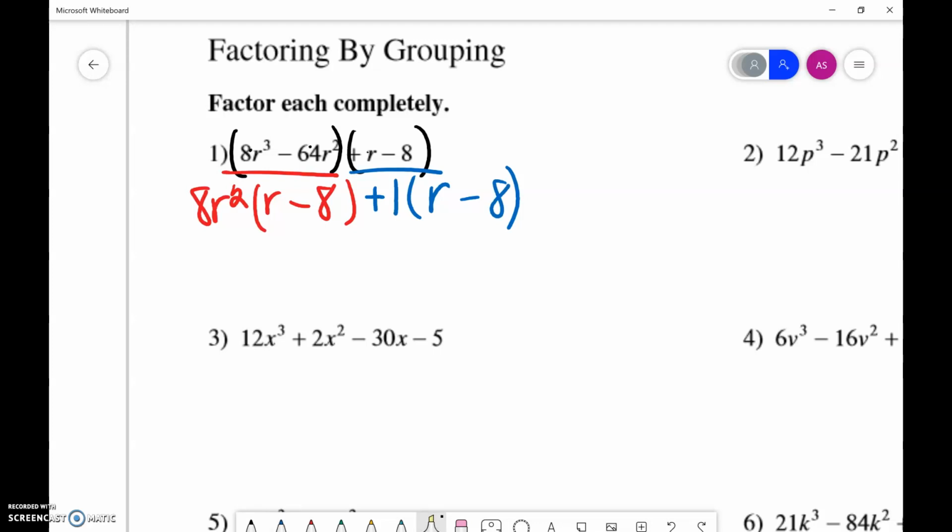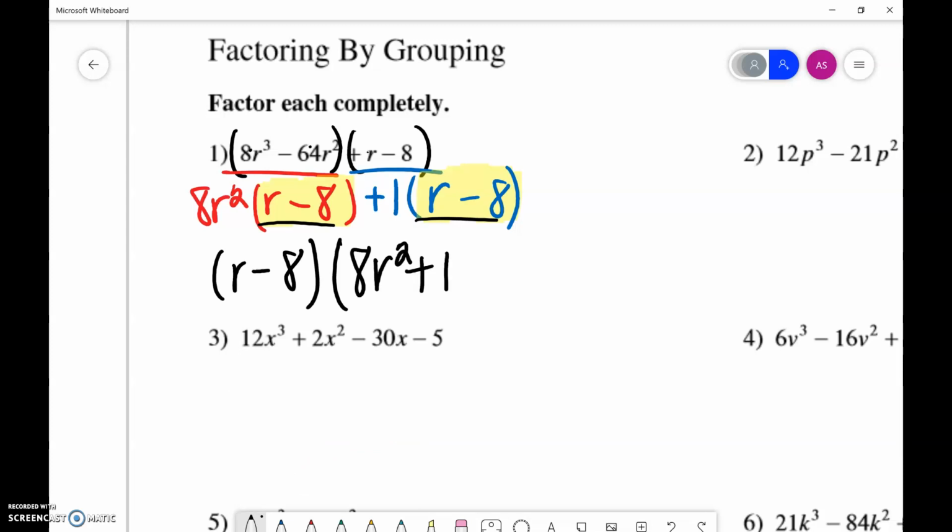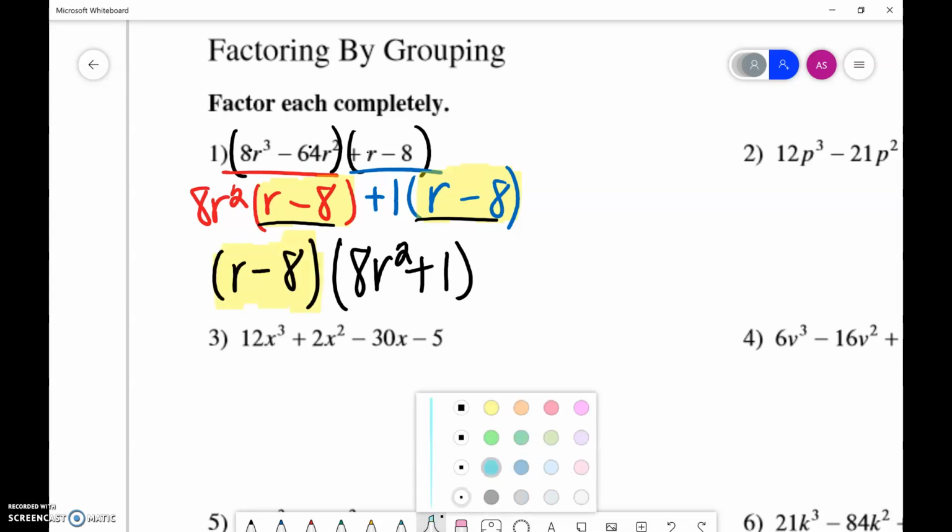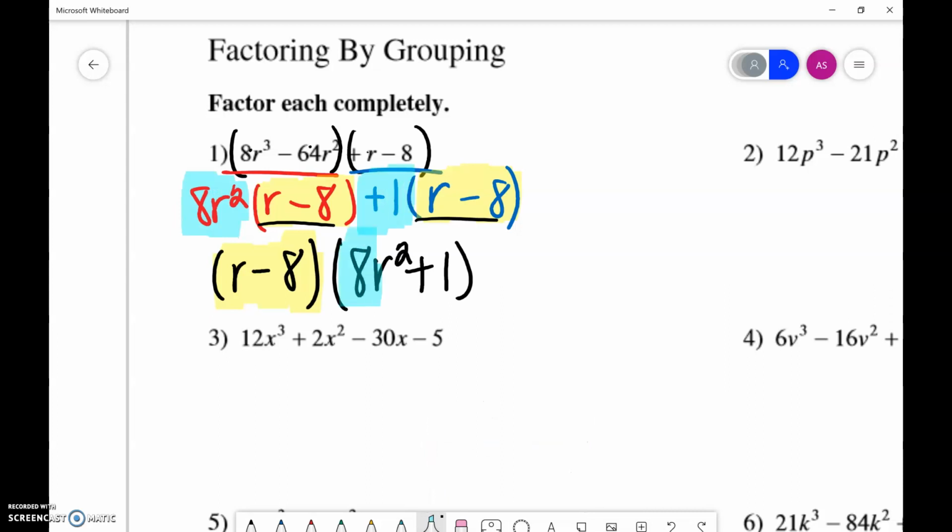Okay. So as you see here, these two repeat. If you did it right, you know that these two will appear to be the same. So that's going to be my first binomial, r minus 8. And then I'm going to have 8r squared plus 1. And that's going to be my final answer. So that came out. And I wrote what was left as my other binomial. Okay. Keep in mind, since this is multiplication, it's still correct if you wrote 8r squared plus 1 first and then r minus 8 second.